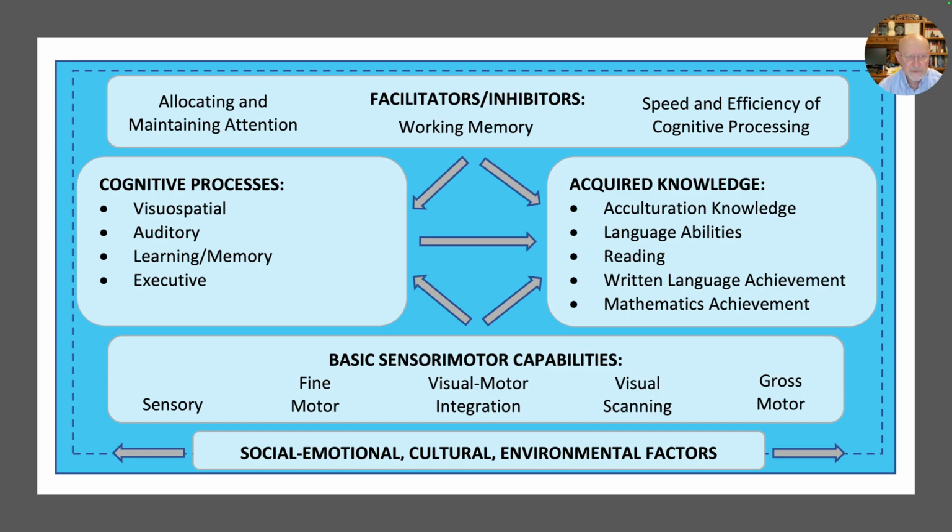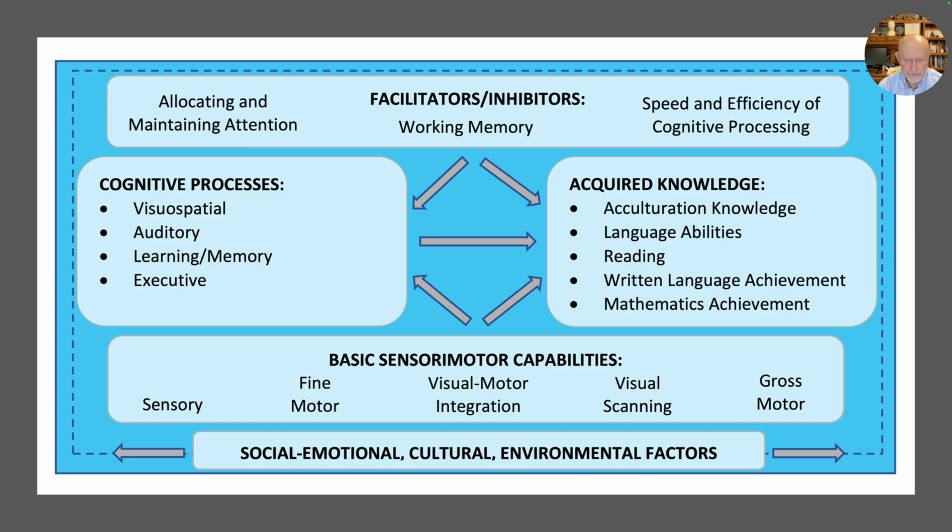Then the model takes a look at basic cognitive processes. We've got visual, spatial, auditory processes, learning and memory, and executive functions. And those things are going to impact upon the child's ability to acquire new information. So, acquired knowledge on the right is the next big part of the model. Acculturation knowledge is a sub area. It's basically what you have at your fingertips, encyclopedic information, like being able to identify a picture of the pyramids or whatever it happens to be.